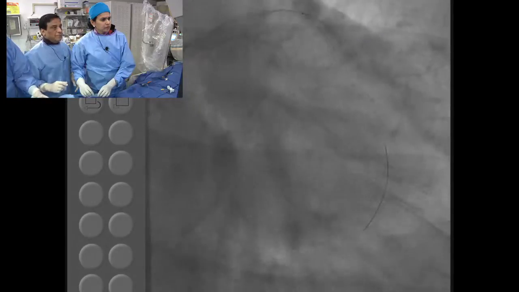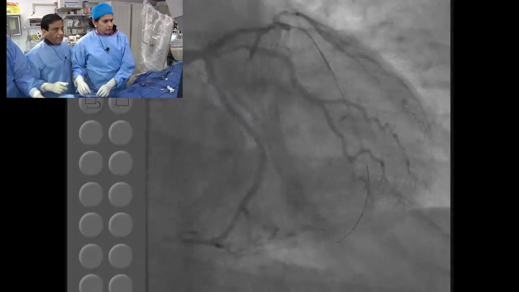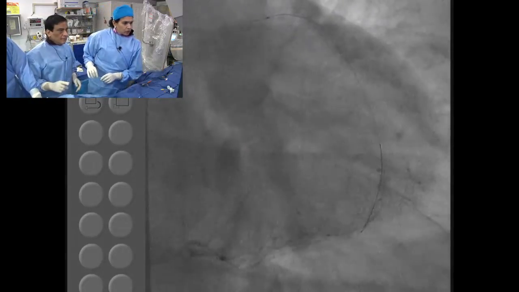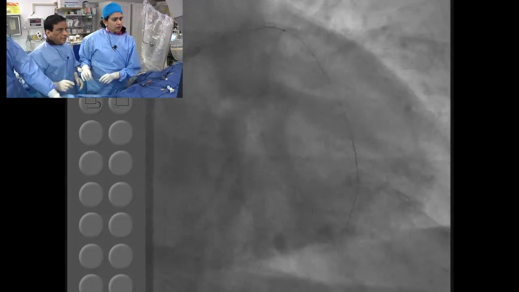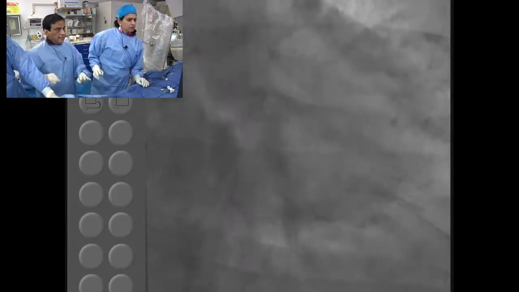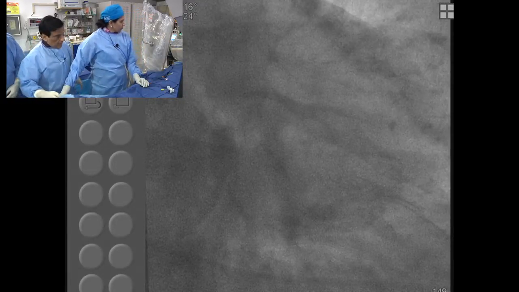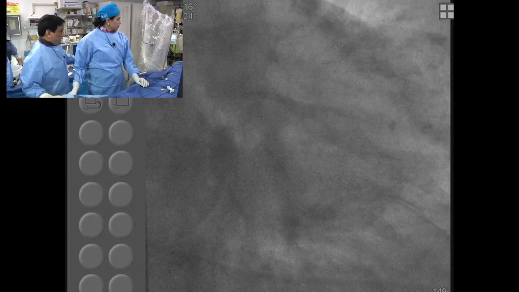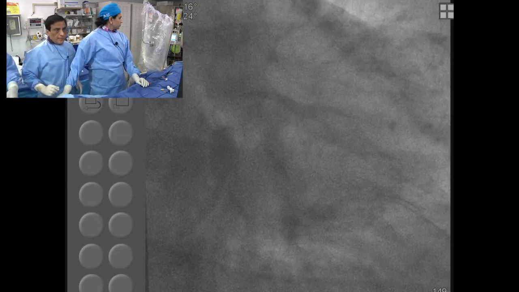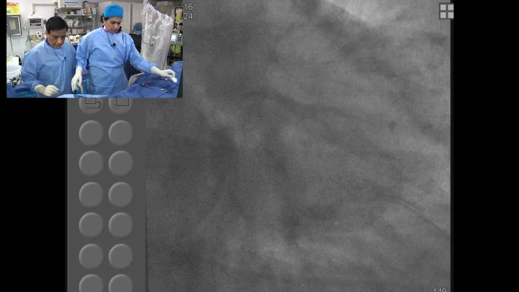Well, let me just tell one thing for sure. The key is completely subintimal there. Probably. Leave it right now. Yeah, off the Angiomax. Right. Off Angiomax, yes, and don't take any pictures.